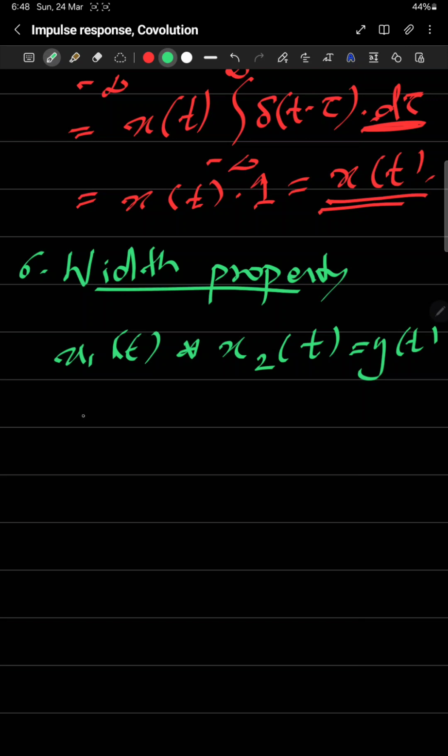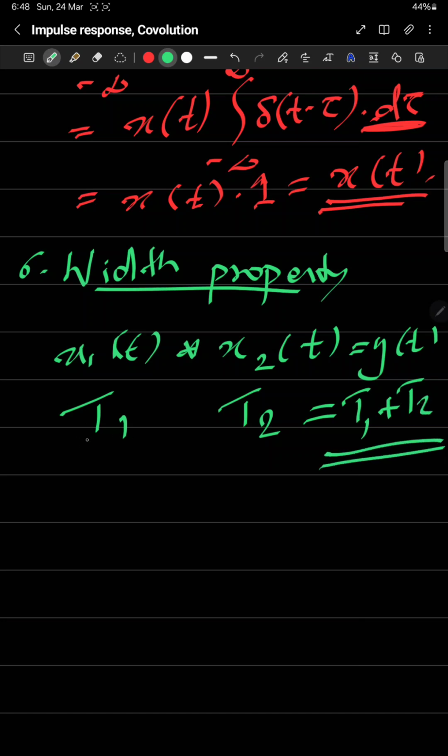So if the duration of the signal is, say, t1 and the second signal duration is t2, then the convolution result will have a duration of t1 plus t2. So you can see that signal length will be increasing. Assume that the duration of the signal x1 of t is t1, and for the second signal the duration is t2. When you perform convolution, the duration will be the sum, t1 plus t2. So that's all about basic properties.